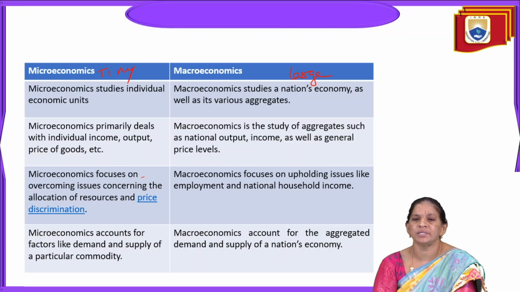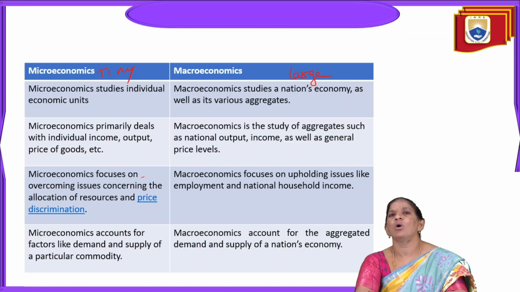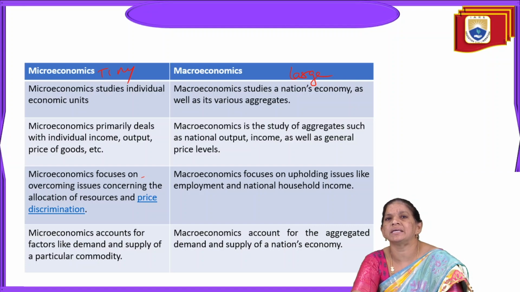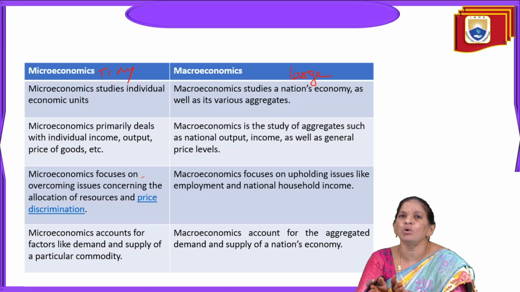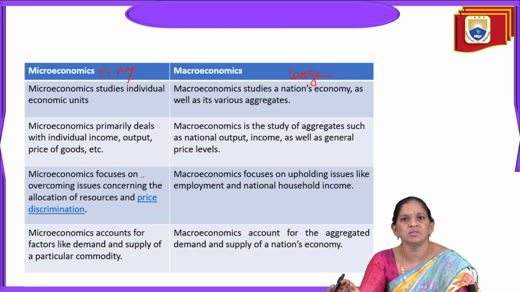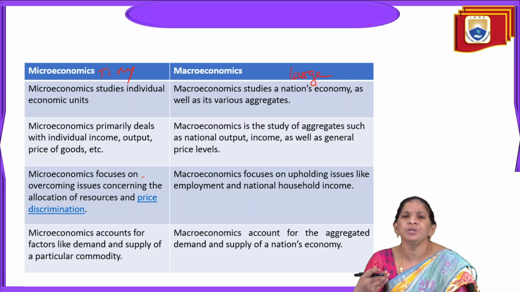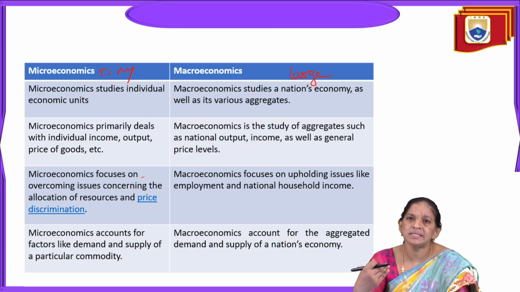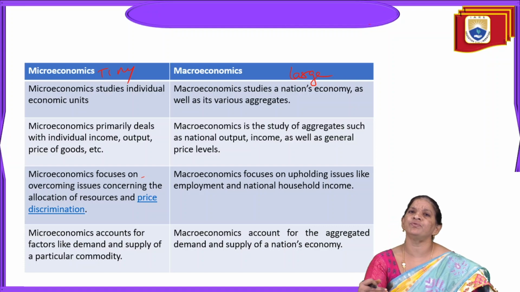microeconomics mainly focuses on overcoming issues concerning the allocation of resources and price discrimination of an individual firm or an individual requirement. It speaks about how to overcome or solve problems concerning different ways of allocating resources or differences in the prices of goods and services. So how does an individual firm face the challenges of different discriminations of pricing and allocation of resources?